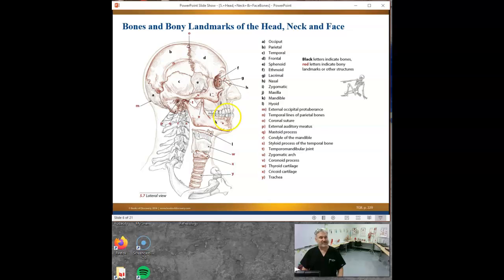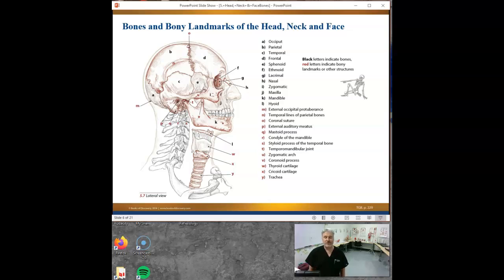Don't really have a lot to say about this, except from this picture, we should be able to see all the features of the temporal bone. So the temporal bone, coming off of it, it's got a zygomatic arch. That's part of the temporal bone, but the zygomatic arch runs into the zygomatic bone, and that makes your cheekbone. We also see the temporomandibular joint. The temporal bone matches up with your mandible, and that's what makes your temporomandibular joint.